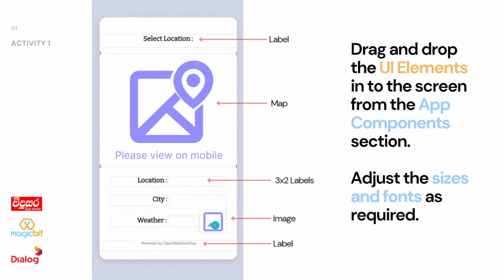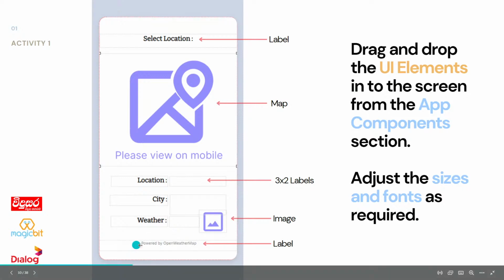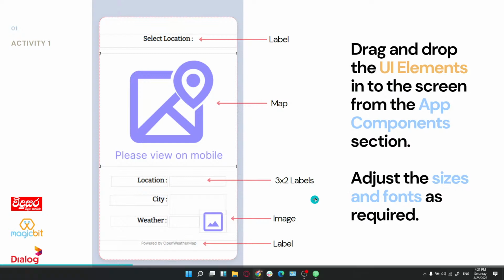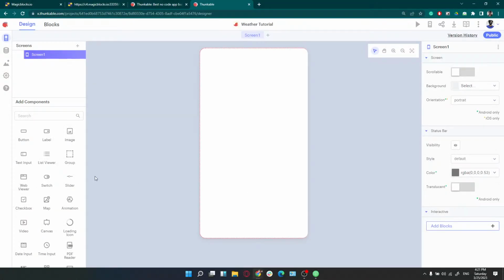And then there's an image. This image is actually the weather icon, right? So you saw this little rainy cloud and the sun and the rain icon. Those kinds of things are displayed in this image box. And then we have another label to give credit to the service that we are using. We are just saying powered by Open Weather Map, and we are not changing it, so it's just normal text. Okay, so now let's go back to the interface and actually place these components.